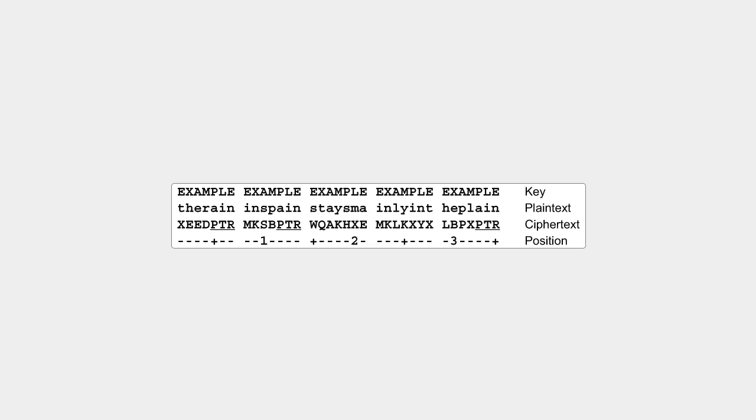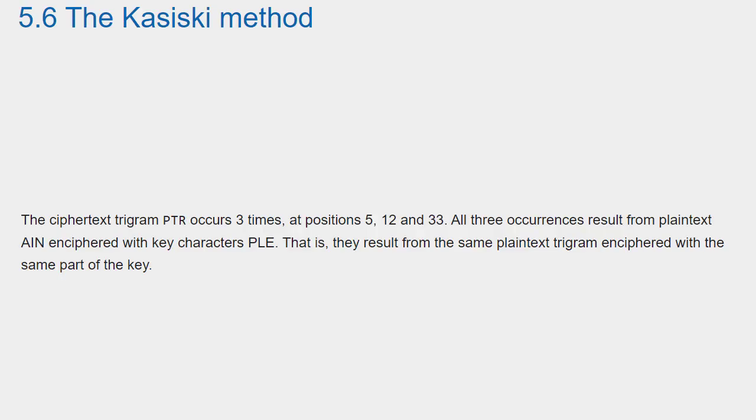If the same part of the key is used to encipher two repeated letter sequences, then the distance between them must be a multiple of the key length. Distance is measured from the first character of one occurrence to the first character of the other occurrence. Consider this cipher fragment using the keyword example.